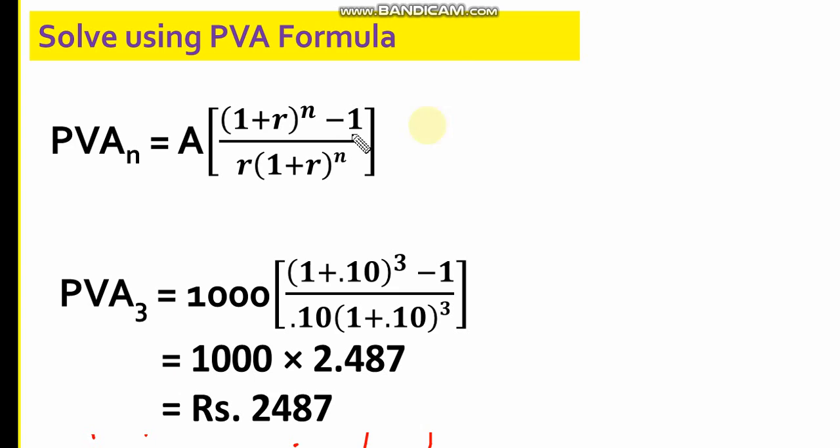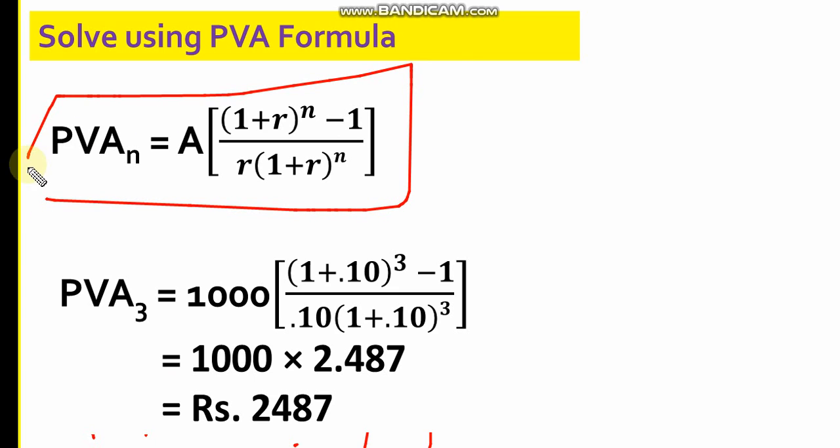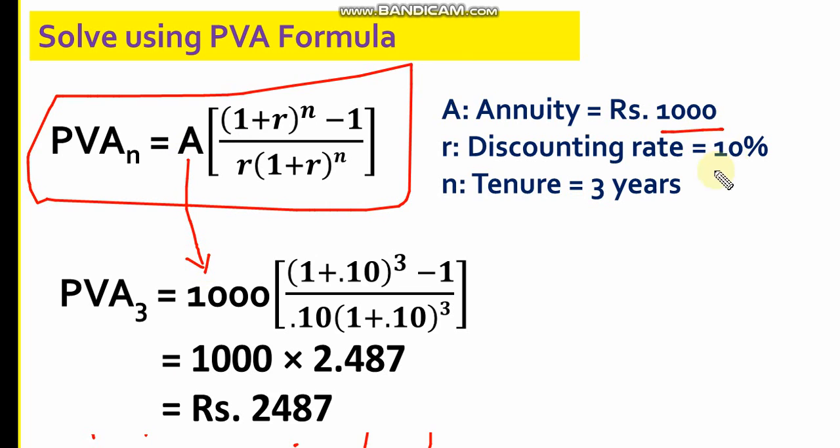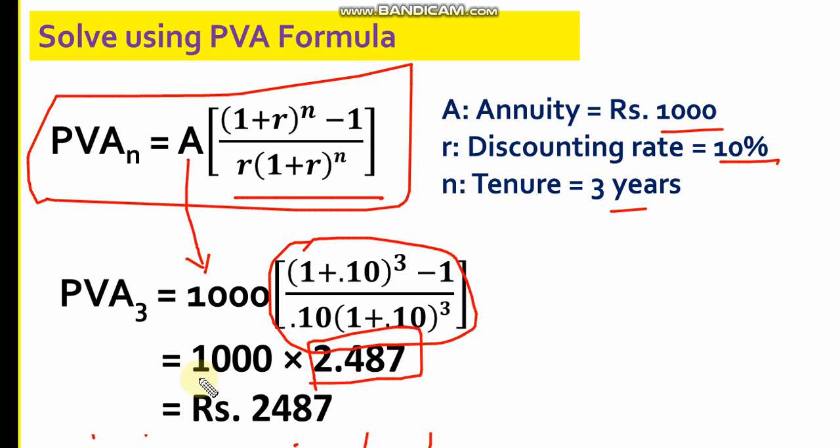So this is my present value formula, right? Now in this formula, my cash flows, my annuity, is 1000. Discounting rate is 10% and n is 3 years. So I replace 1000, 1 plus r is 1 plus 0.10 to the power n, which is 3, minus 1, divided by r into 1 plus r to the power n, so 0.10 into 1 plus 0.10 to the power 3. Once I solve this particular part, I get the answer of 2.487, right? Once I multiply this with 1000, I get an answer of 2487.